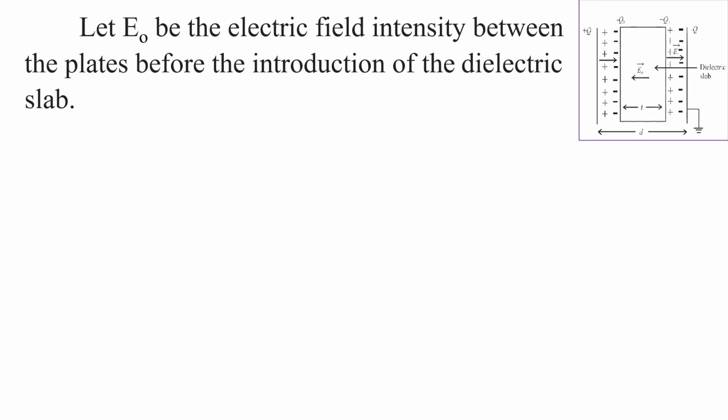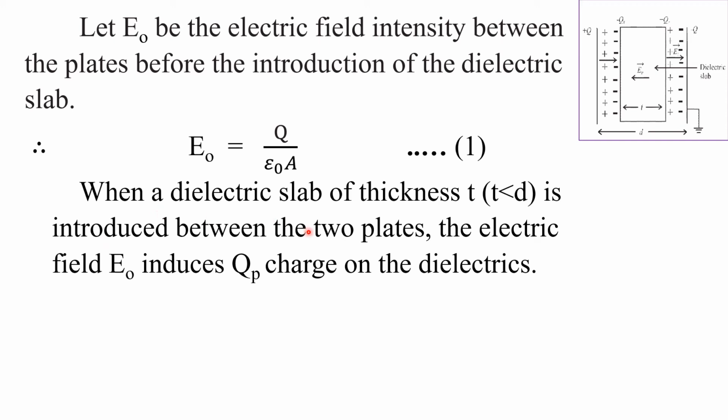Let E0 be the electric field intensity between the plates before the introduction of the dielectric slab. If the dielectric slab having thickness t is absent, then E0 is its electric intensity. Then E0 can be written as E0 is equal to Q upon epsilon 0 A, equation number 1.